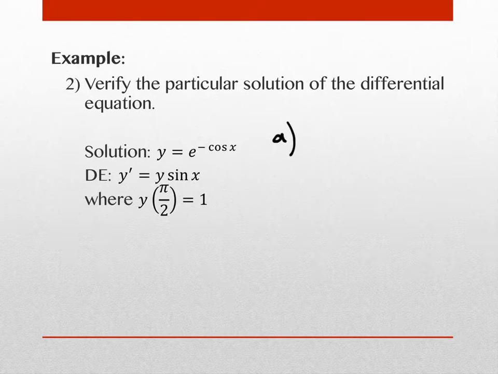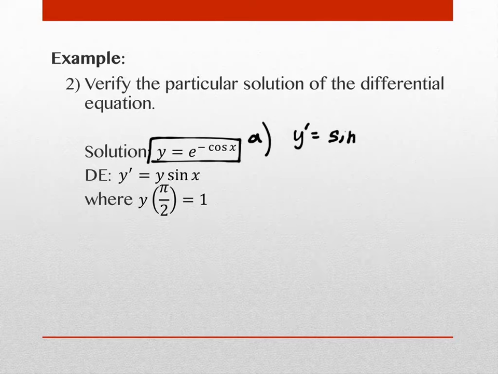So to start with, part A, we're going to take this particular solution, and we're going to take its derivative. So what is y prime when we have y equals e to the negative cosine of x? Sine of x, e to the negative cosine of x, right, like that. So the derivative of e to a power is e to the power, and then the power's derivative, that is the derivative of negative cosine of x, is sine of x. So everybody good with where we got that derivative?